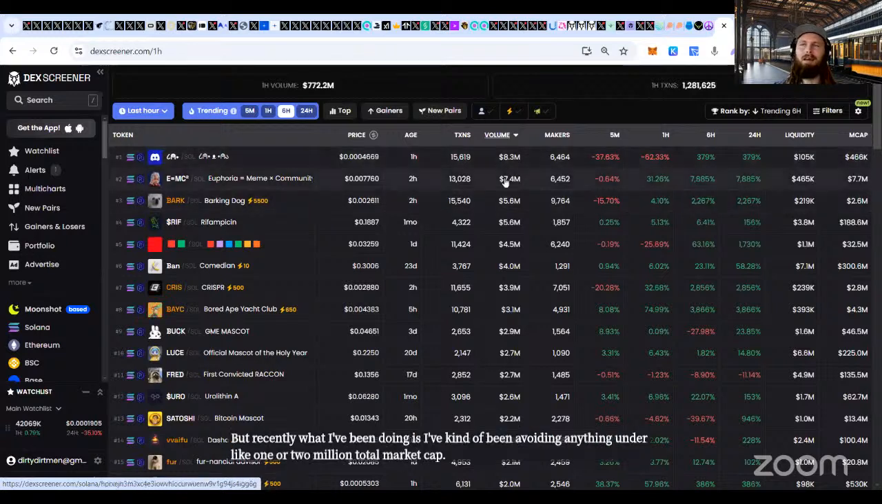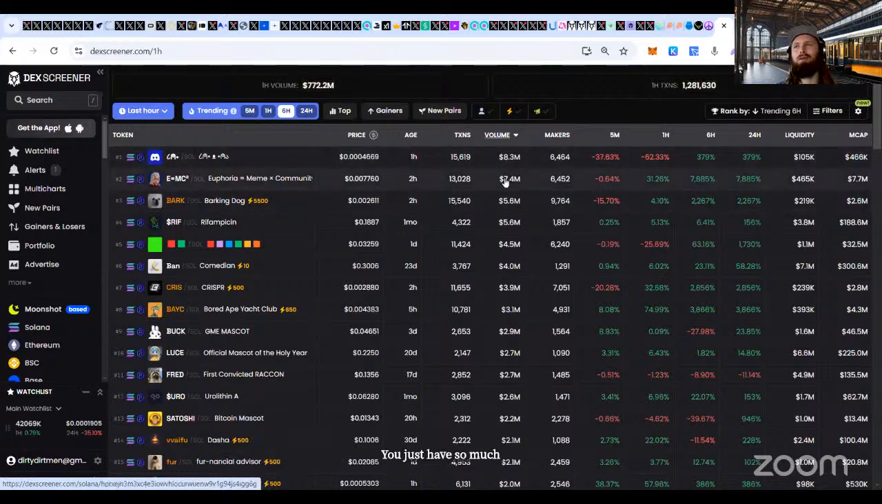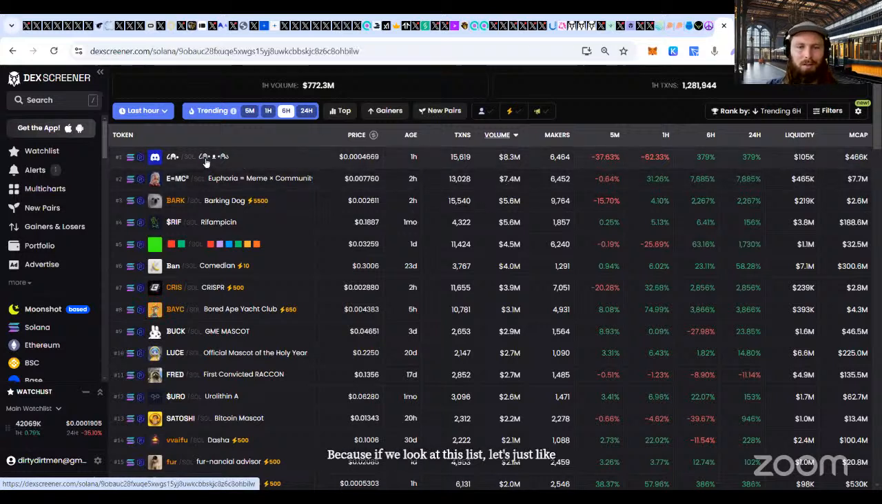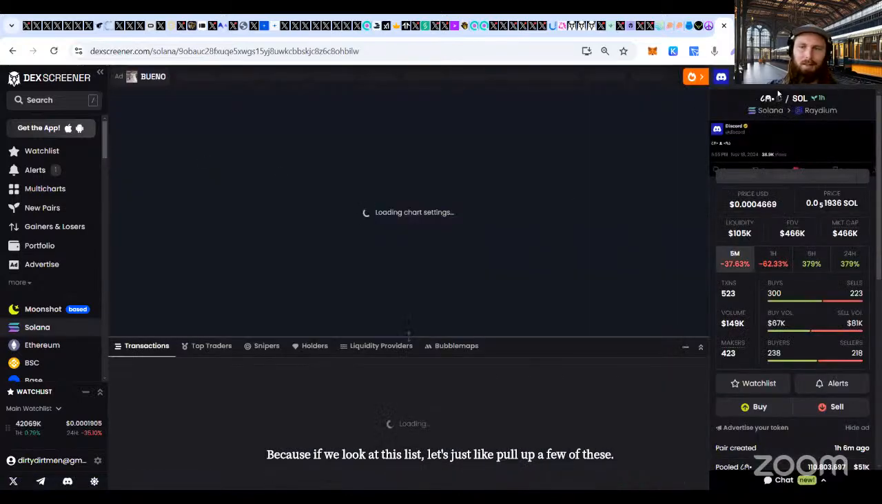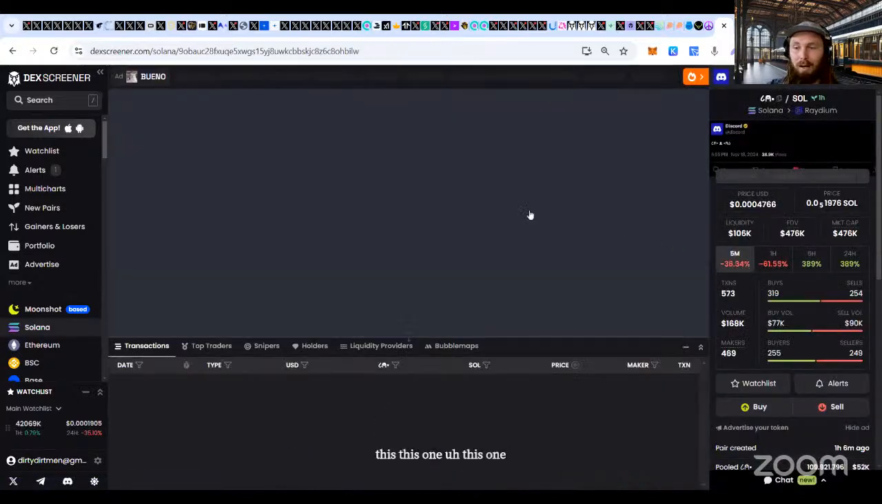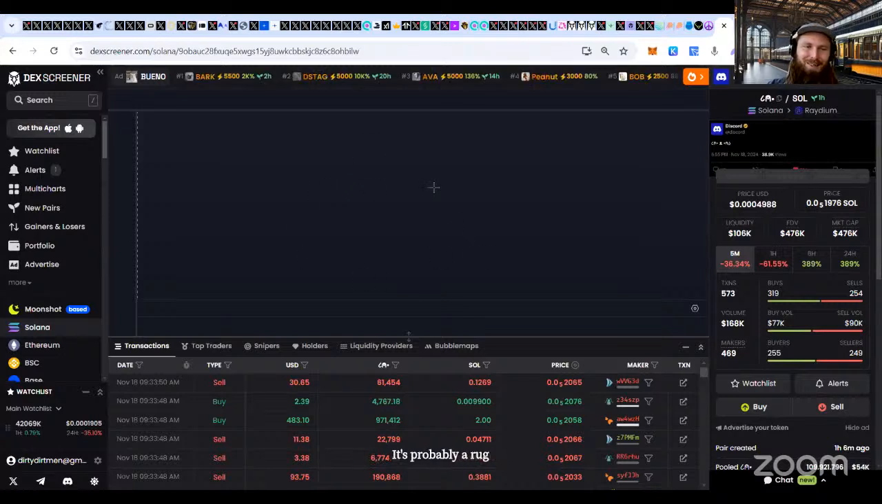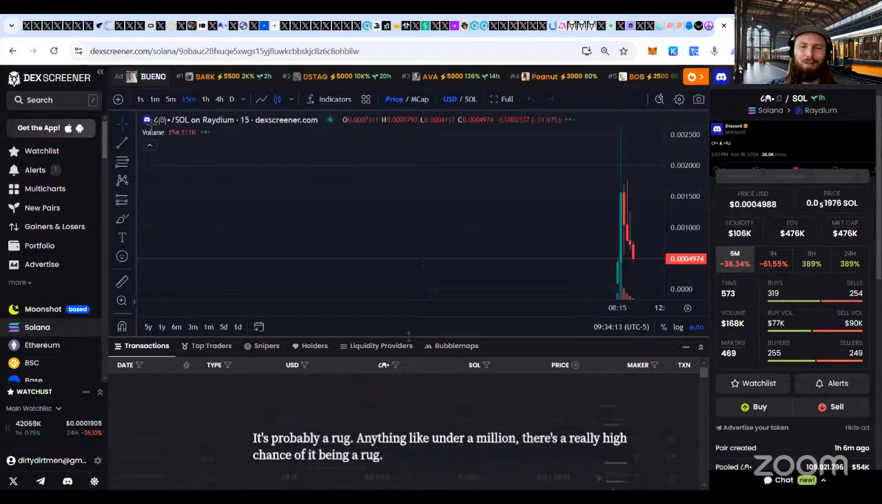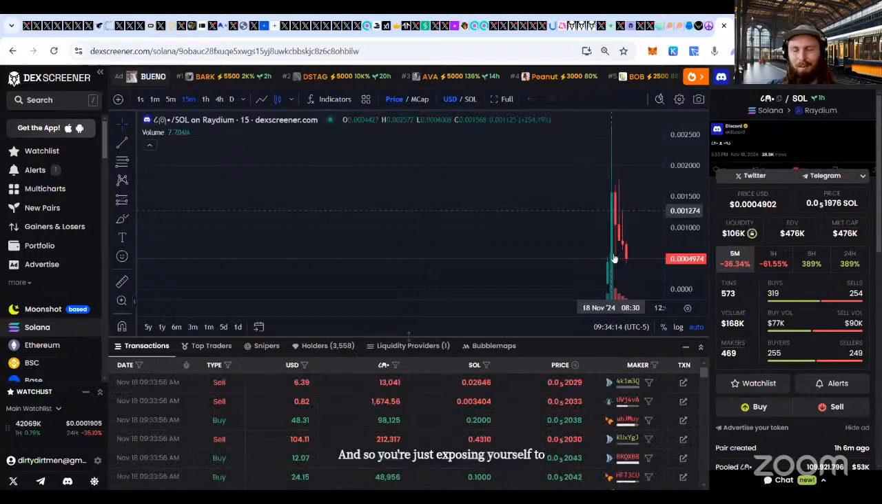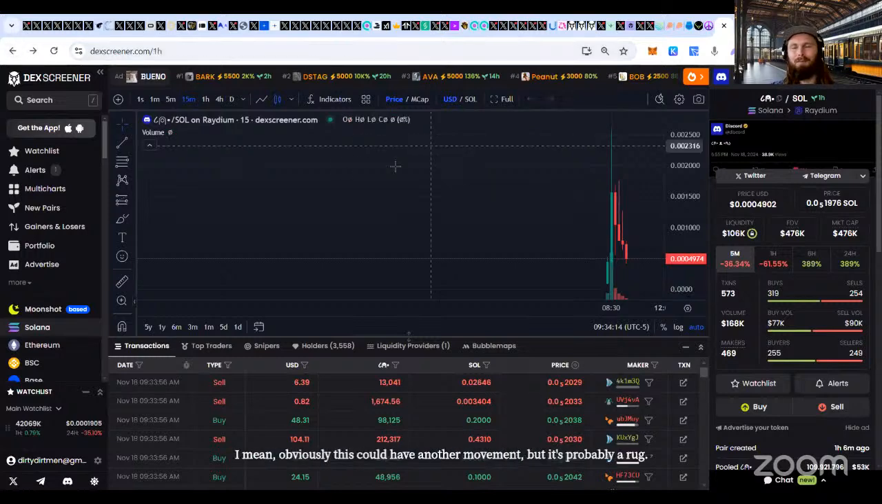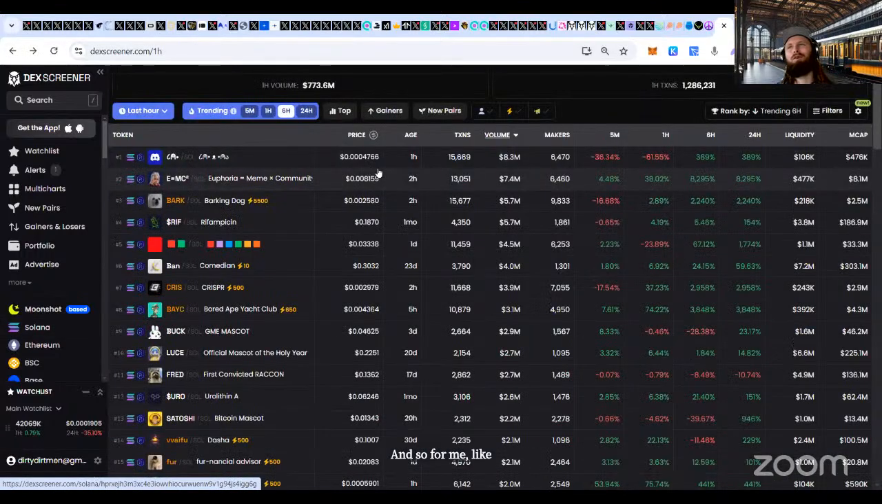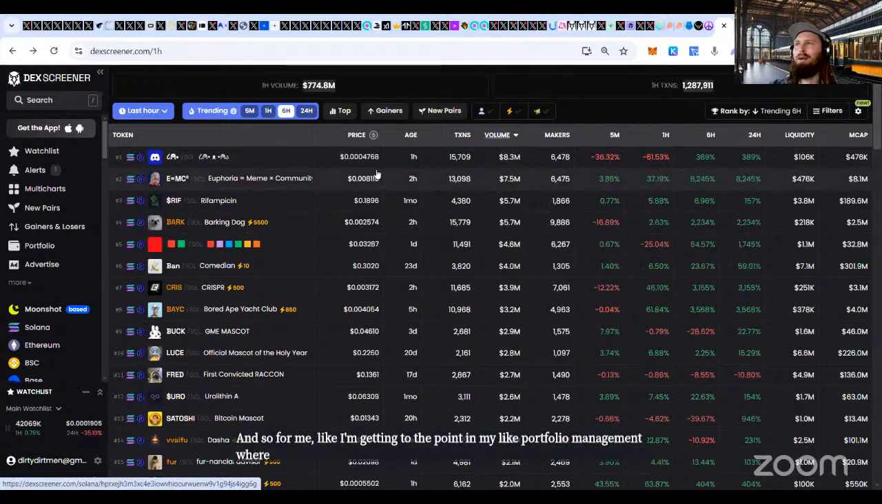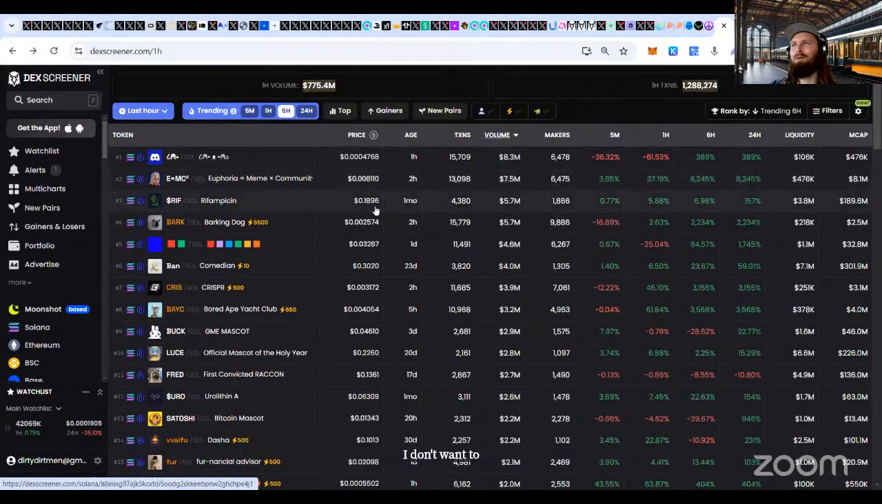You just have so much risk in those coins. If we look at this list, let's pull up a few of these. This one is probably a rug. Anything under 1 million, there's a really high chance of it being a rug, and so you're exposing yourself to a lot of risk. Obviously this could have another movement, but it's probably a rug. I'm getting to the point in my portfolio management where I don't want to be exposing myself to really, really high risk.